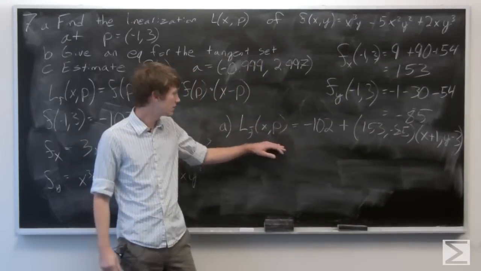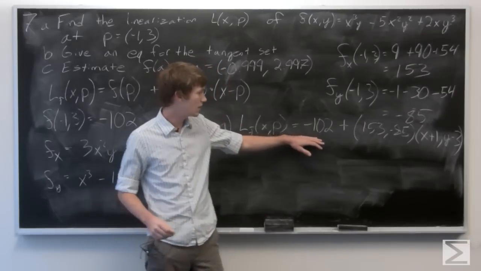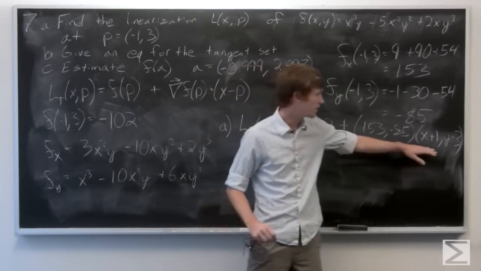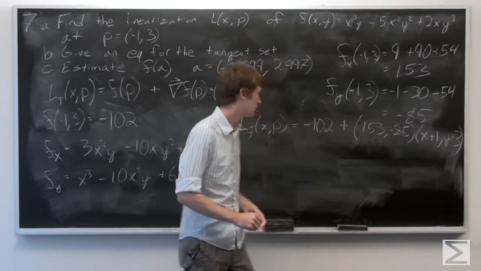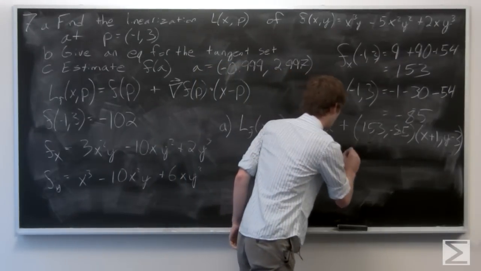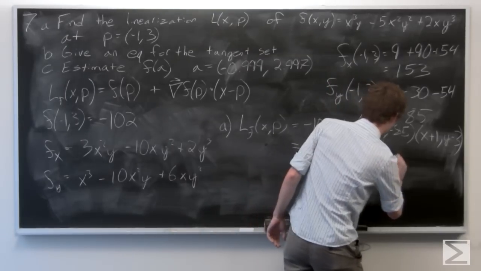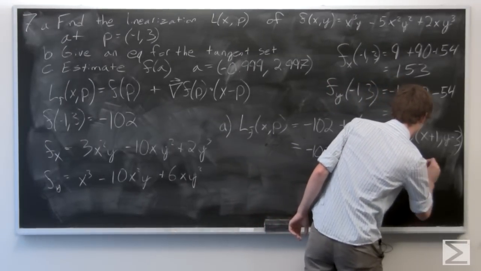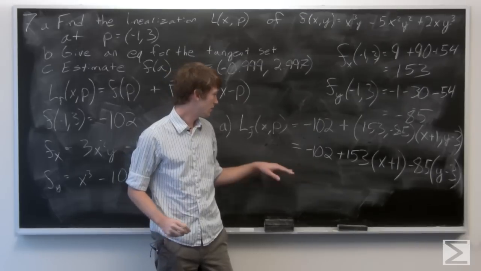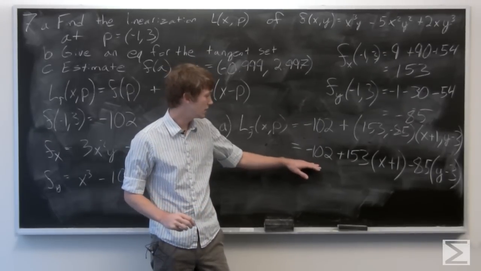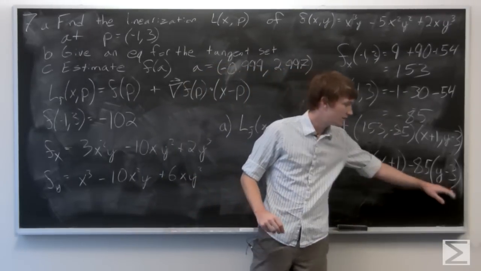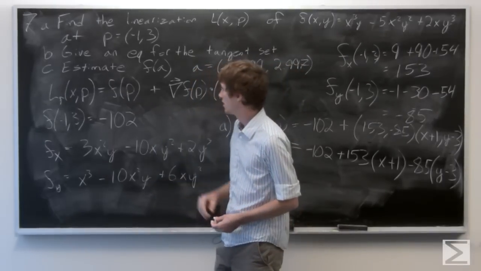So now we're going to go ahead and use the definition of the linearization to find that the linearization of f at P is negative 102 plus the vector (153, −85) dotted with (x + 1, y − 3). We can compute the dot product. We get that the linearization of f at P is negative 102 plus 153 times the quantity (x + 1) minus 85 times the quantity (y − 3). And so that's our linearization.